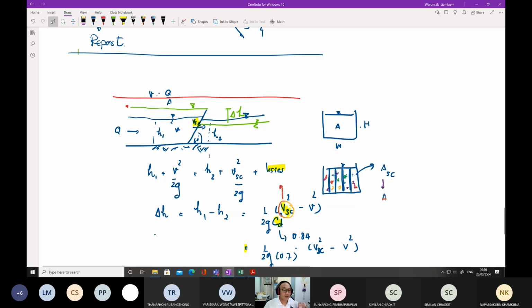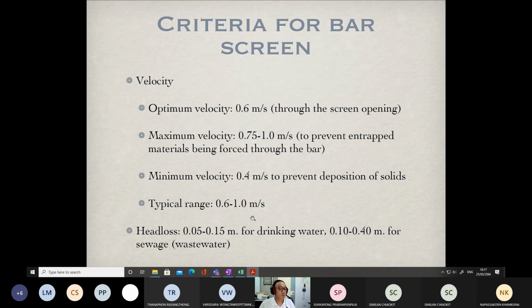That is why we keep the velocity to the screen as high as 0.6 meters per second, not 0.4 or smaller than 0.4. If it's getting smaller than 0.4, then there will be depositions of the solids which we don't want. In terms of the operation, the head loss, I'm talking about the initial head loss, or the head loss when the screen is basically clean.